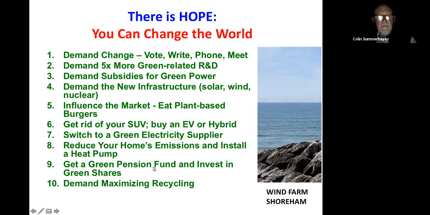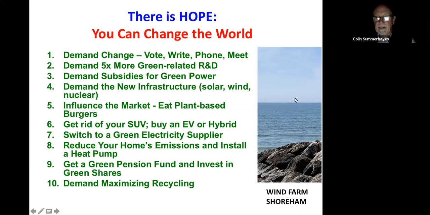Investment wise, you can change to a green pension fund. You can invest in green shares. You can actually buy green bonds, I think, these days. And you can demand the maximizing of recycling. Not recycling is encouraging waste. Waste means that you're producing emissions, more emissions than you need.